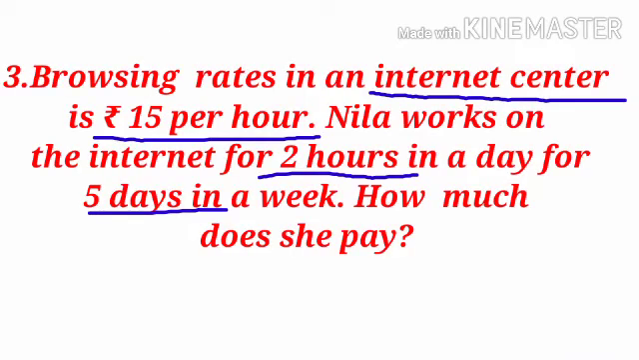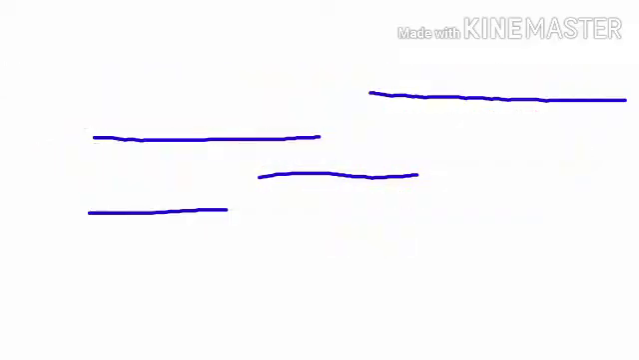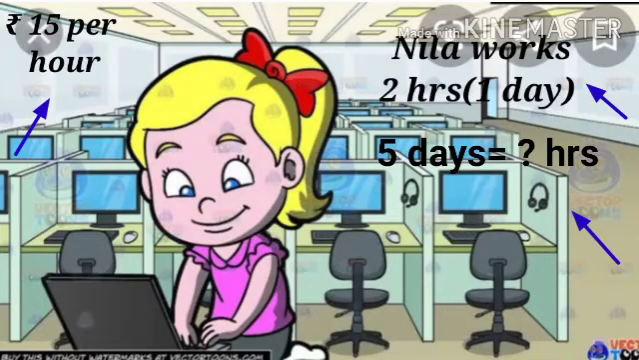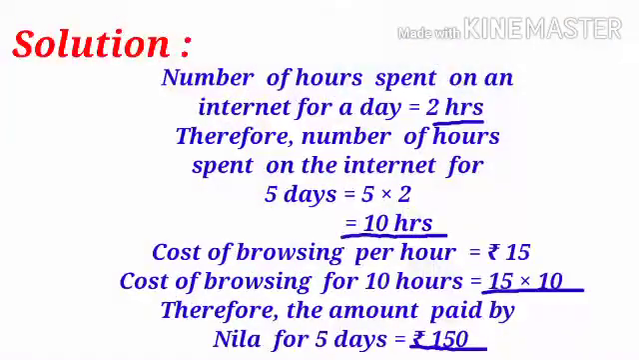Browsing rate in an internet center is rupees 15 per hour. Neela works on the internet for 2 hours in a day for 5 days in a week. How much does she pay? Number of hours spent on the internet for a day is equal to 2 hours. Therefore, number of hours spent on the internet for 5 days, we have to multiply 5 with 2. That is, 5 into 2 gives 10 hours.